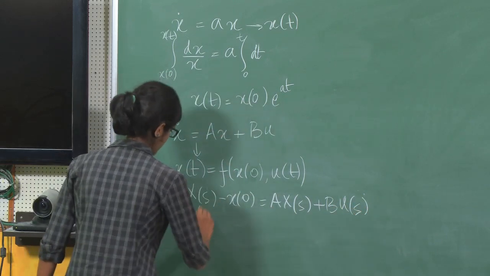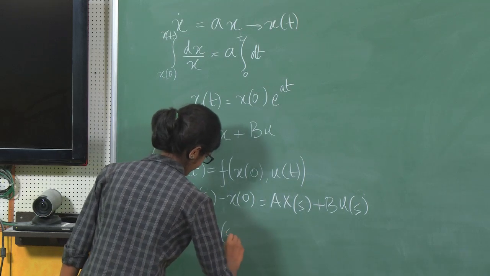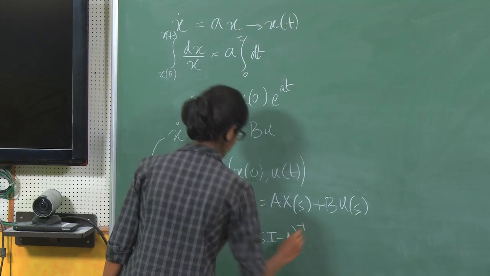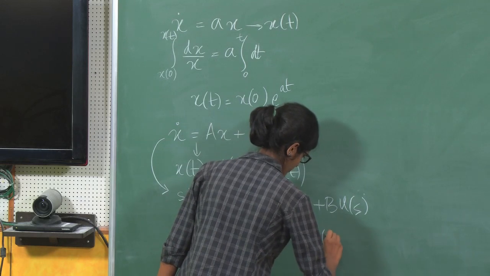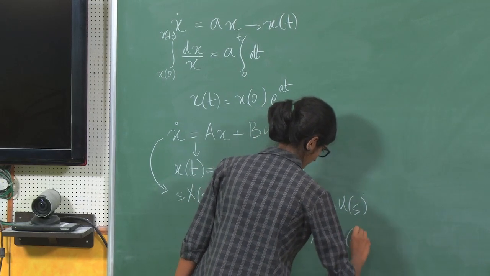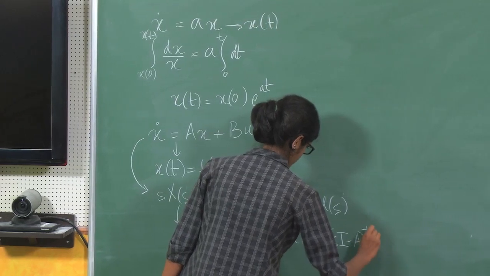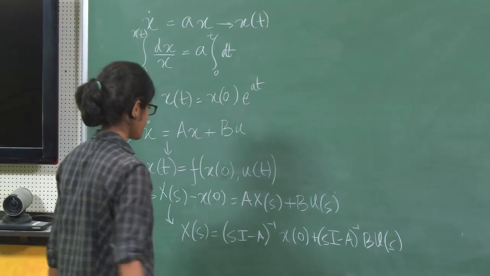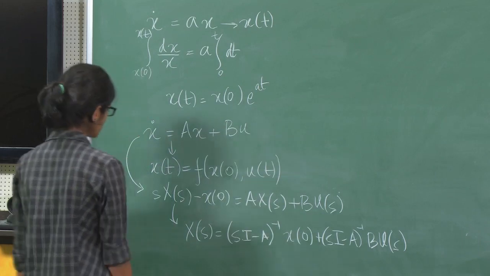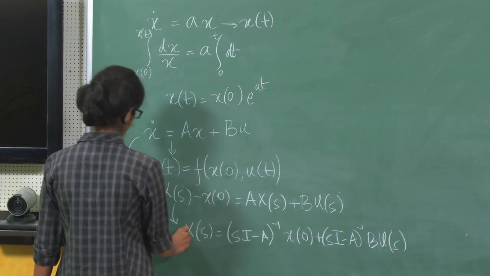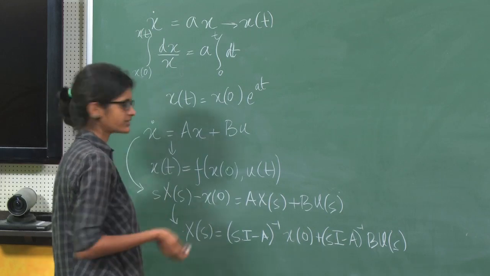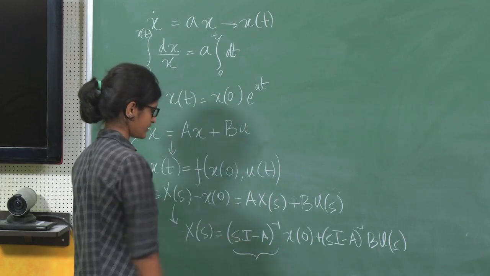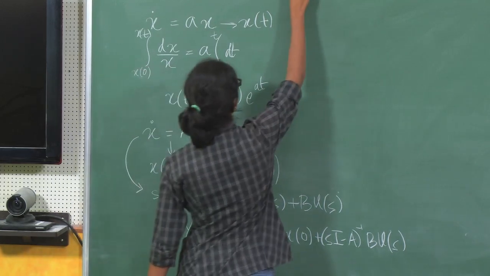and we all know we can solve for x of s as si minus a inverse x of 0 plus si minus a inverse b u of s. Now to take this back to the time domain, we take the inverse Laplace transform. In order to do that, we need to know what the inverse Laplace transform of this function here is.